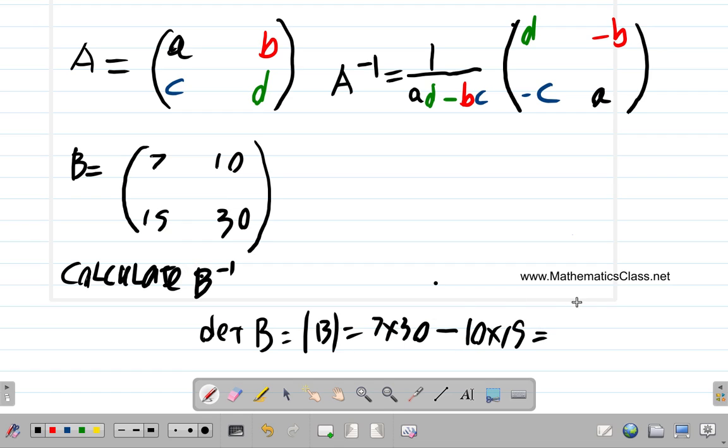So it's 7 times 30, 210, minus 10 by 15, which will be 150. So 210 minus 150 is what you're going to be finding here.